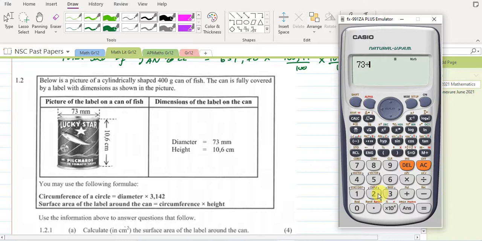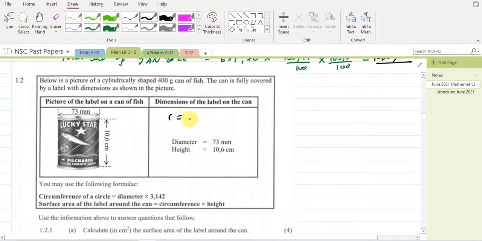It's nice to study the diagram before we do any problem. 73 divided by 2, we're getting 36.5. So remember, radius is 36,5 millimeters. Also, look at these things now. This is millimeters and this is centimeters. Now, how do you convert from millimeters to centimeters? We have to divide by 10, right? And from centimeters to millimeters, we need to multiply by 10.